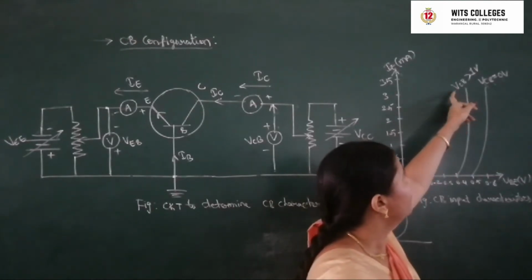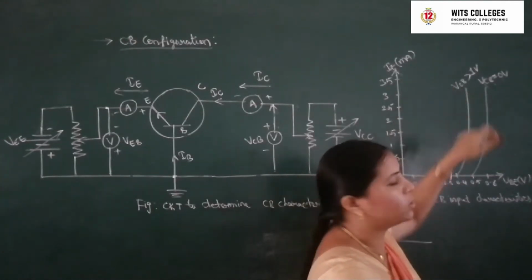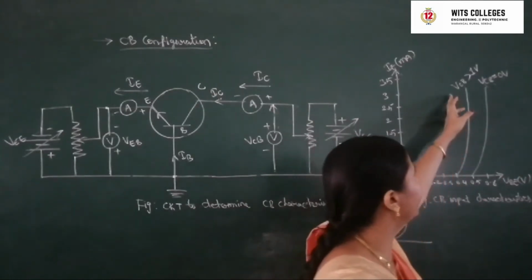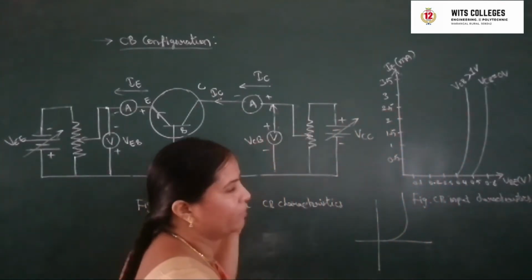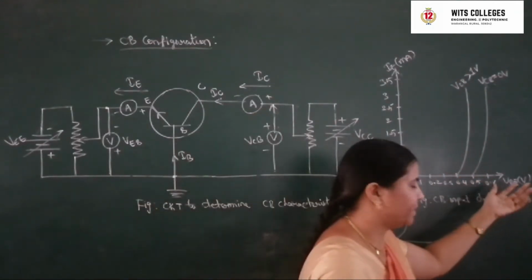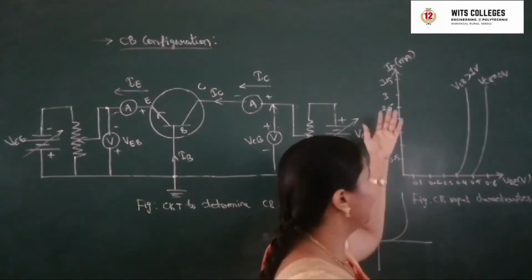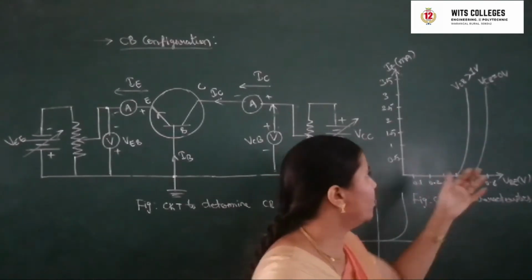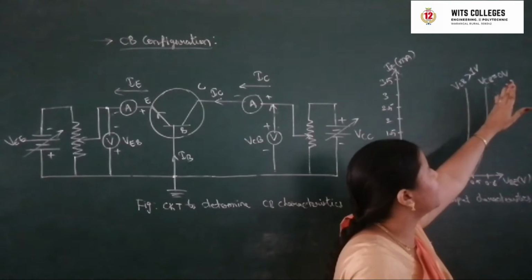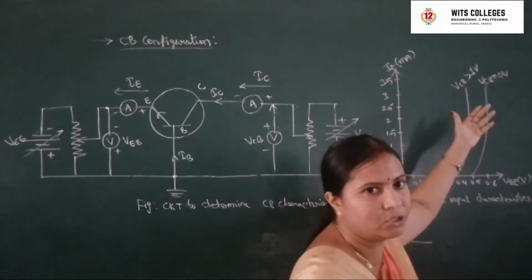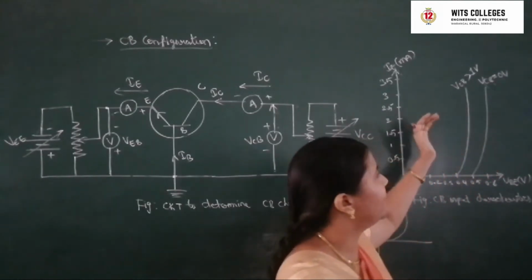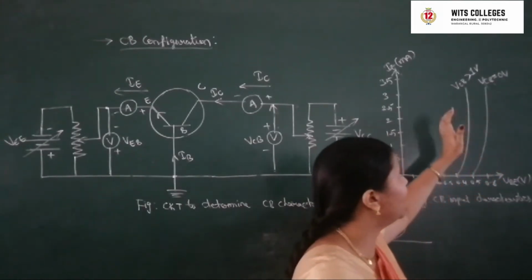So for VCB equal to 1 volt, next we have to keep the constant voltage VCB equal to 1 volt, and you vary the base emitter voltage again and you will get the current values. So here, as you are increasing the collector to base voltage, the curve will shift to the left side.